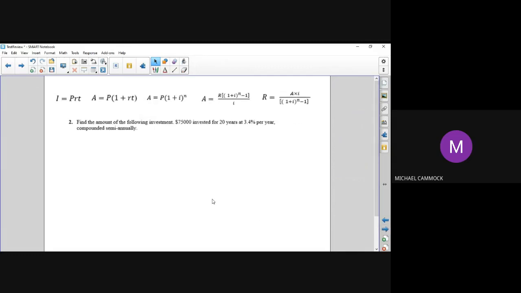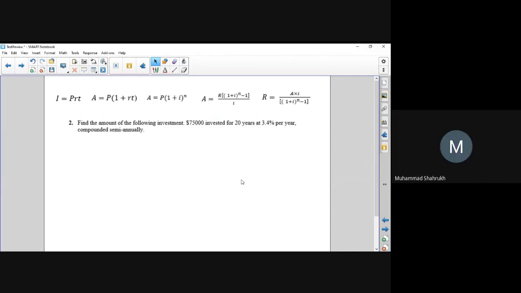Find the amount of the following investment: $75,000 invested for 20 years at 3.4% compounded semi-annually. Again, it's one of these 5 equations on the top. Which of these 5 equations do you think this one would work best with? Read the question. I'll make it bigger for you. And you tell me which is the best equation to work this one out. What do you think?